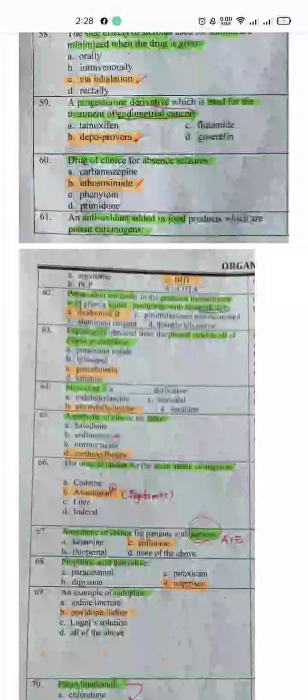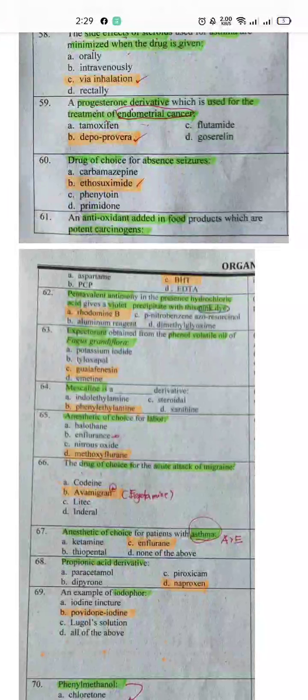Number 69. An example of iodophore is your povidone iodine. Again, your Betadine. Number 70. Phenylmethanol. Your phenylmethanol is also known as your benzyl alcohol. So, it is found unesterified in oil of jasmine and as esters of acetic acid, cinnamic acid, and benzoic acid. Okay, benzyl alcohol is also known as your phenylmethanol.